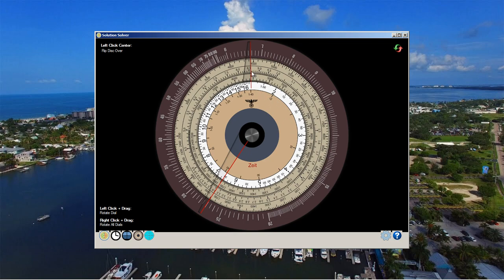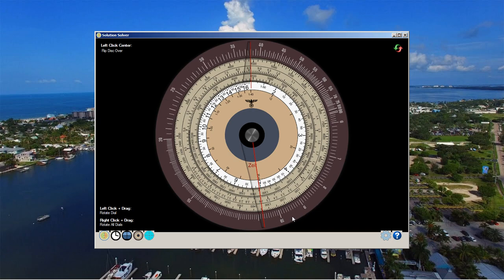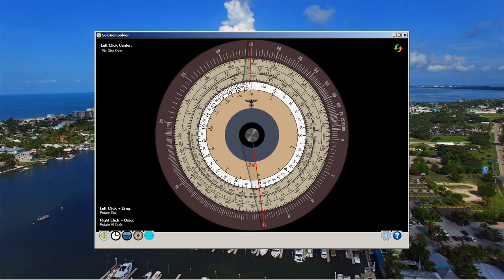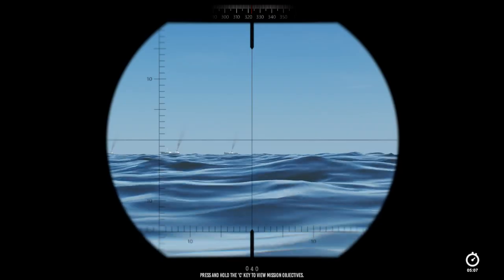So we want to set 8.6. That's because 3 knots is our own speed plus 5.6 of target speed is 8.6. So we want to align the 5 minutes, or just over 5 minutes, with 10 degrees, just like this. All right, just like that. And then across from the original angle on bow, which would have been 27, we read off the current distance. The current distance from them is just over 3,500.